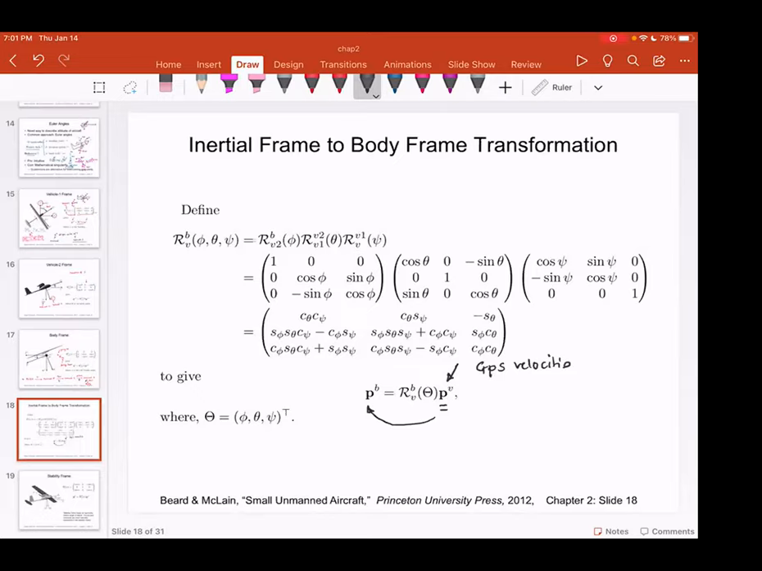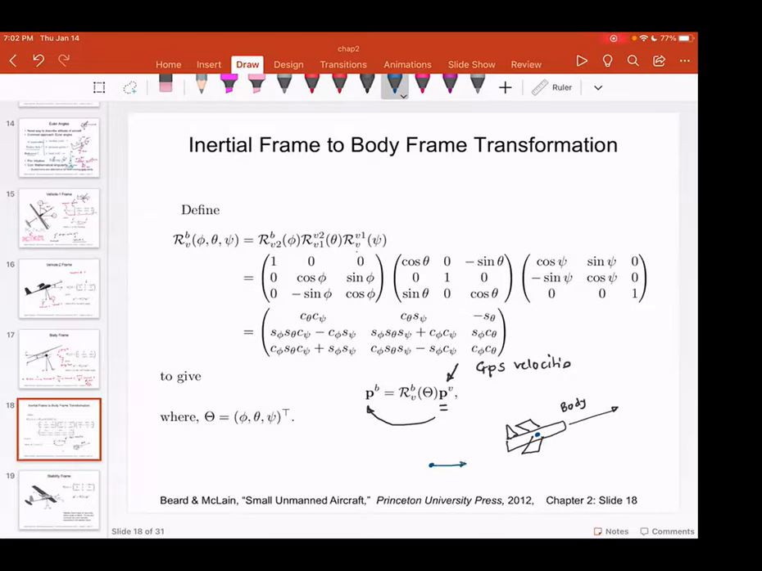However, if I want to know the body velocity, the actual velocity of the vehicle, then I need to use this rotational transformation so that I know the actual velocity of the airplane. If I want to find out the velocity of the airplane in its own body coordinate frame, then I need to use this rotation. And I want you to see how these rotations are occurring. First, please note that the vehicle frame and the inertial frame are aligned in the same orientation, which means there is no change in orientation between them.